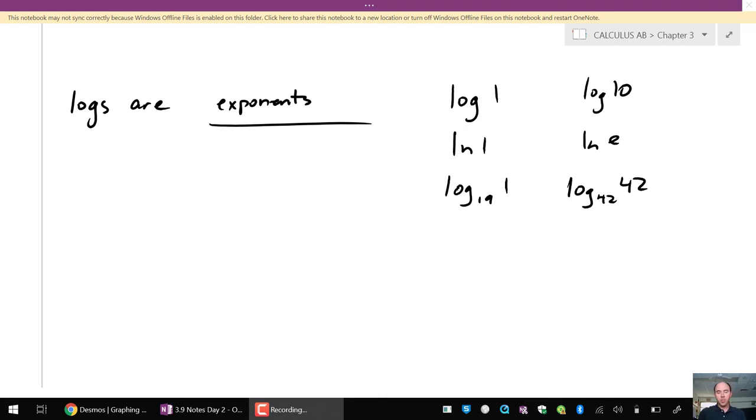In this calculus video, we're going to look at ways in which we can find the derivative of functions that have the natural log in them. But before we do that, what if we look at some quick examples of logs and review how they work? Remember that logs are exponents.